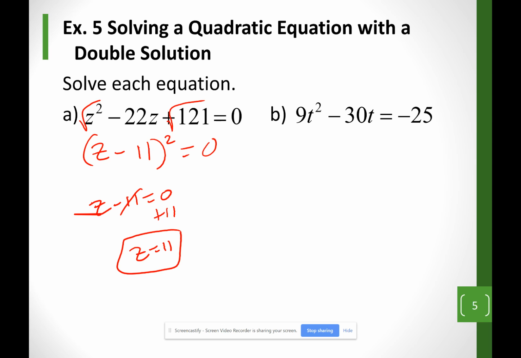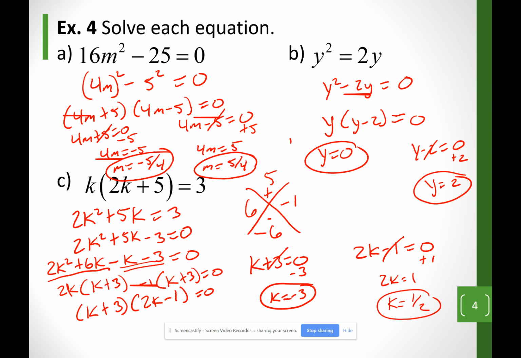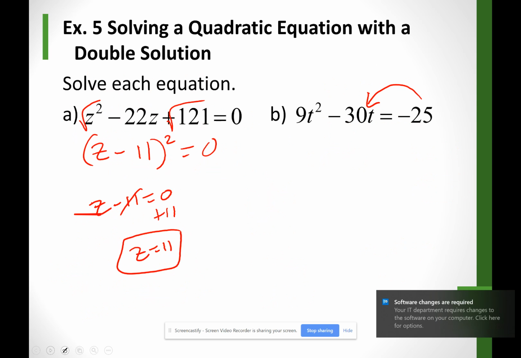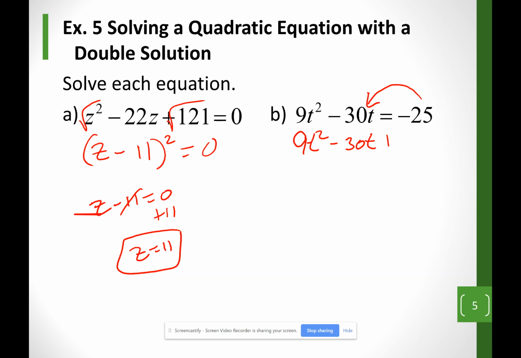Same thing for B. I'm going to move the 25 to the left side, so it becomes -25. So I have 9t squared minus 30t plus 25 is equal to 0. Remember the 25 moved sides, that's why I changed the sign. I do the square root of the first term, that gives me 3t. I do the square root of 25, and I check that 3t times 5 gives me half of the middle term. So I do have a perfect square.